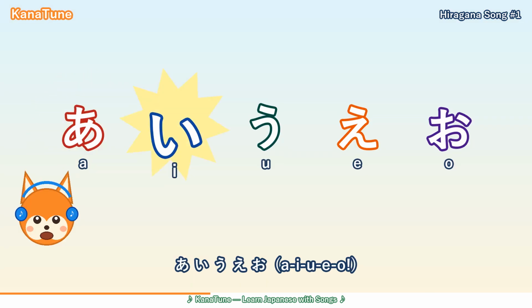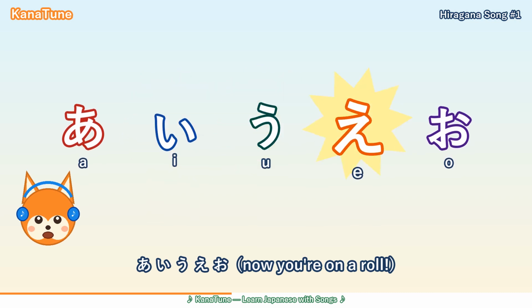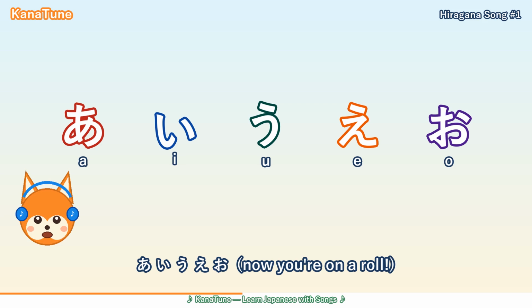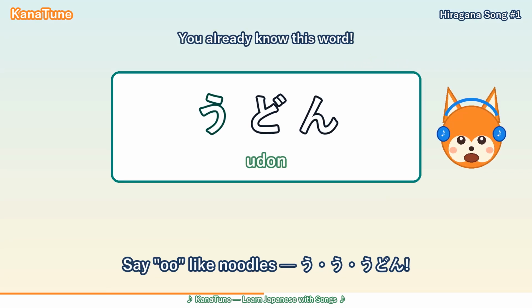A I U E O. Now you're on a roll. U is a whirlpool, round and round it goes. Say ooh like noodles, udon.